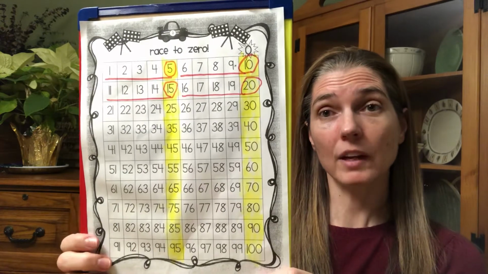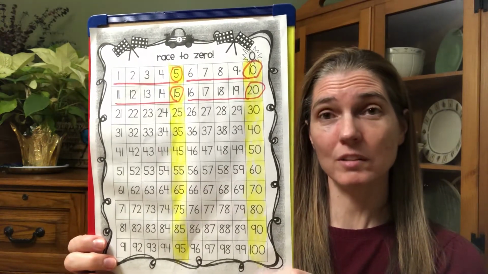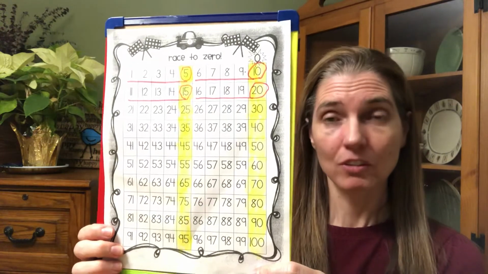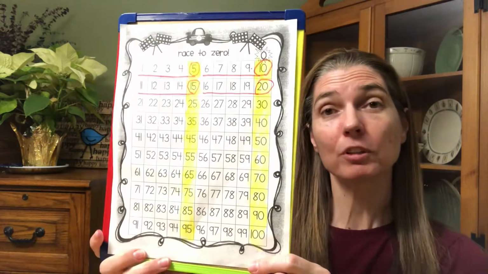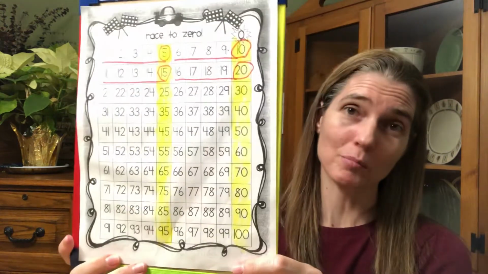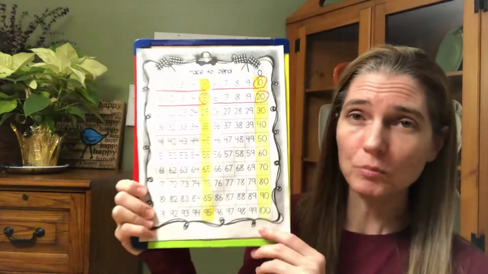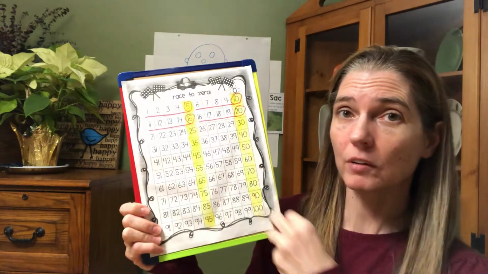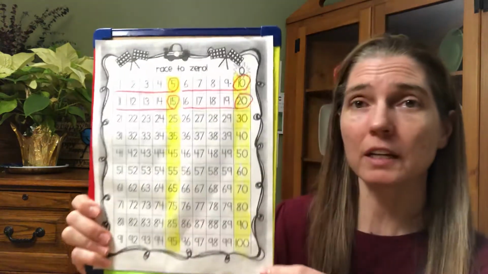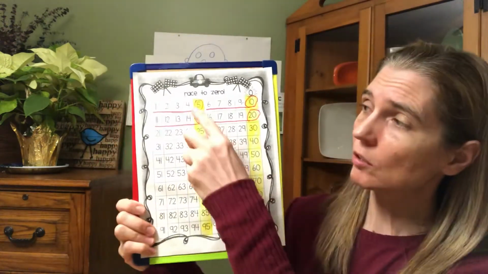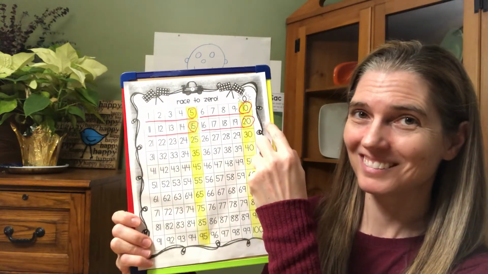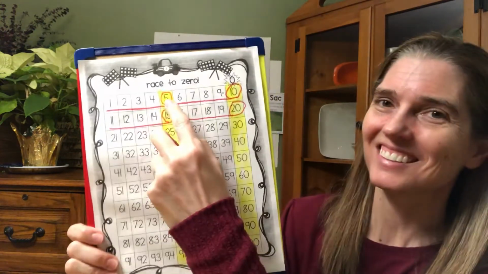I will send a chart like this home with you in the mail to help you practice counting by fives, so that when you're counting money and when you're counting time, if you need a little help, you have it. So let's just practice. When we count by fives, we start at the top and go to the bottom, just like when we read and count other numbers, but we only count the yellow numbers. Remember? Okay, let's do it.